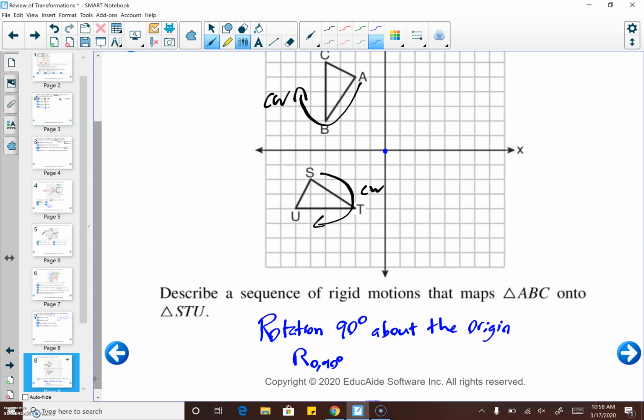degrees. But remember, for a rotation, you need multiple pieces. You need a number of degrees, and you also need a center.